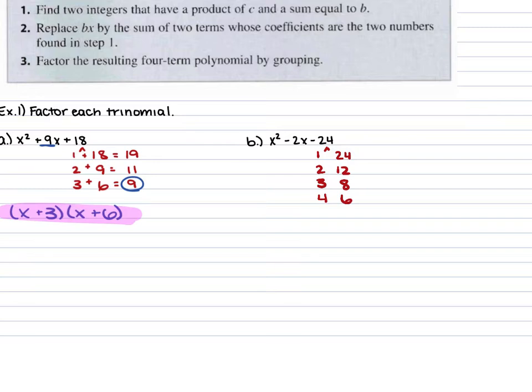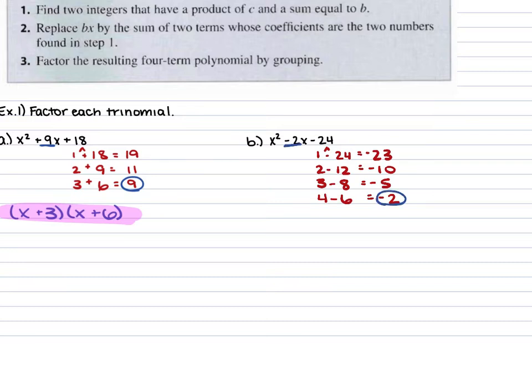So the 1 and the 24, it would be a negative 24. The 2 and the 12, it would be a negative 12. The 3 and the 8, it would be a negative 8. And the 4 and the 6, it would be a negative 6. You want to find the two factors that combine to give you a negative 2. 1 minus 24 is negative 23. 2 minus 12 is negative 10. 3 minus 8 is negative 5. 4 minus 6 is negative 2. Again, we're looking for a negative 2.